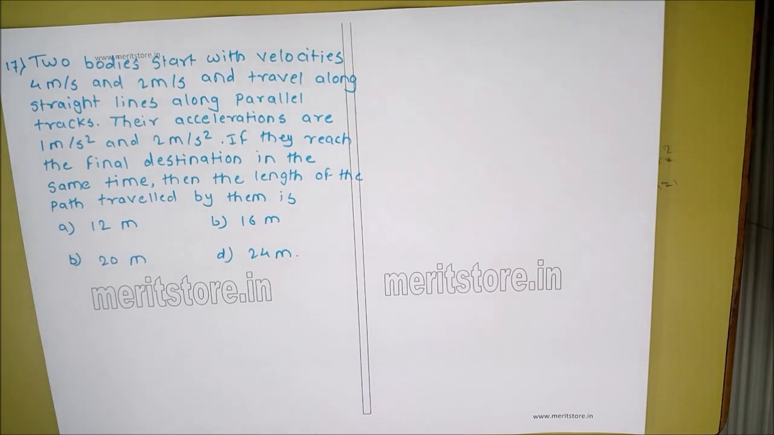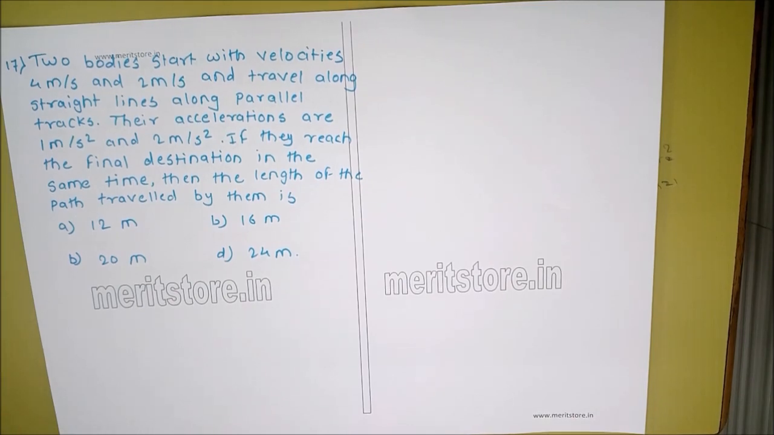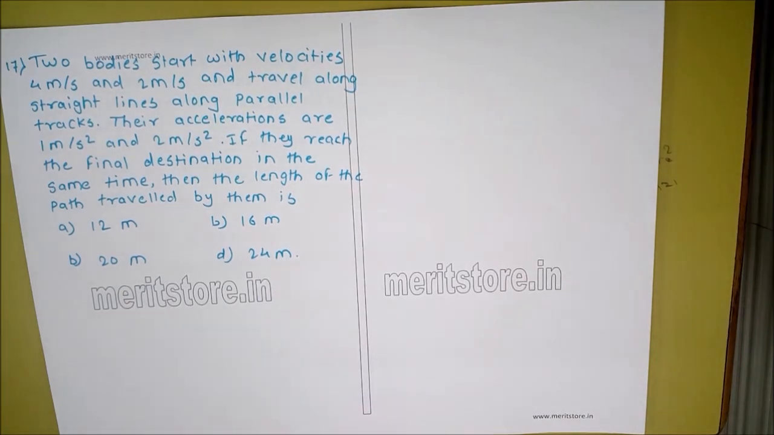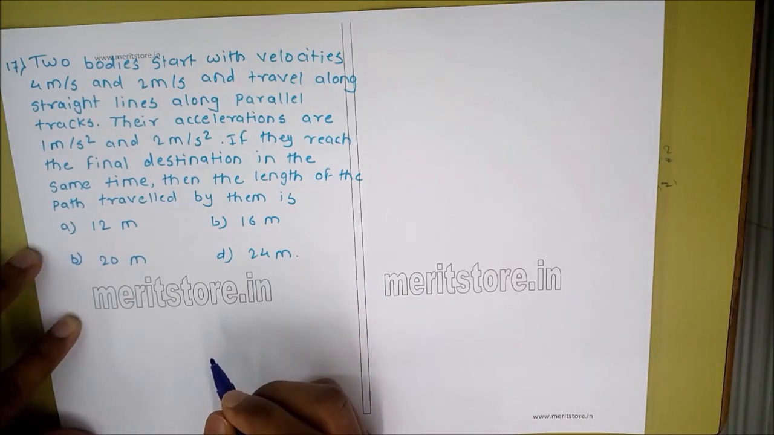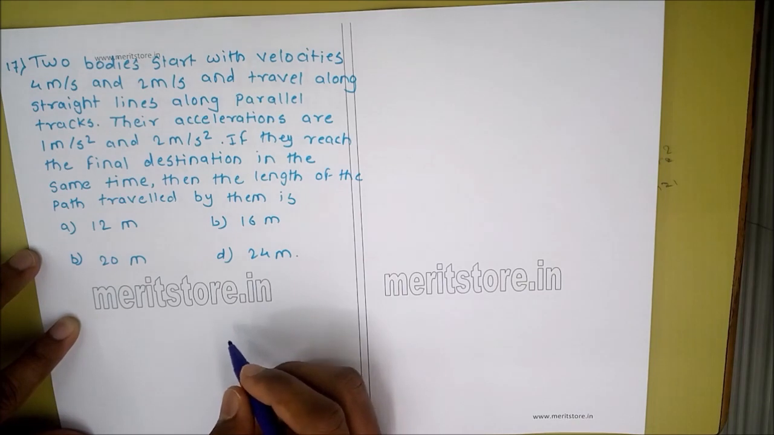Two bodies start with velocities 4 meters per second and 2 meters per second and travel along straight lines along parallel tracks. The accelerations are 1 meters per second square and 2 meters per second square. If they reach the final destination in the same time, then the length of the path traveled by them is, the options are 12 meters, 16 meters, 20 meters and 24 meters.